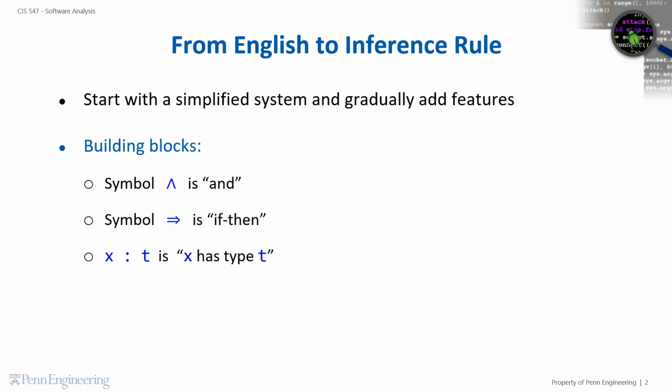The building blocks we will use are the inverted V to represent the logical AND operation, also called the conjunction operator; the rightward pointing arrow to represent logical implication, that is, the if-then operation; and the expression x:t to represent the statement x has type t. When reading logical formulas aloud, the inverted V can be read as the word AND, and the arrow symbol can be read as the word implies.